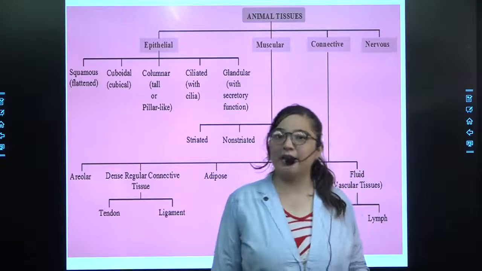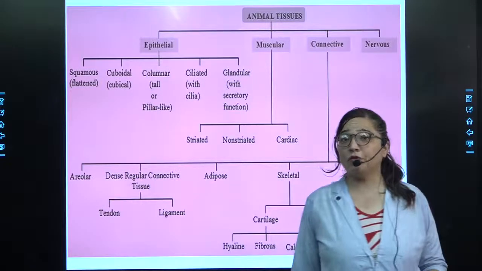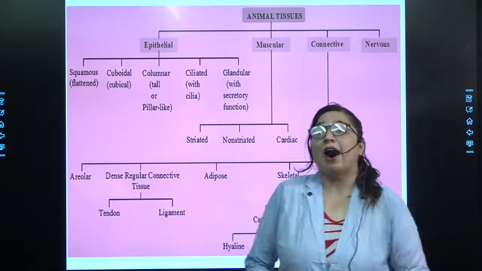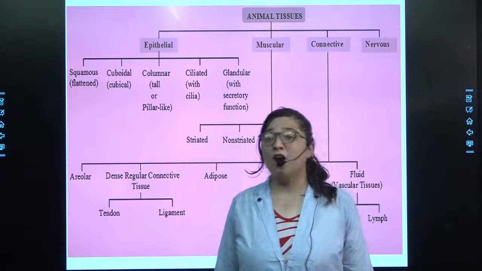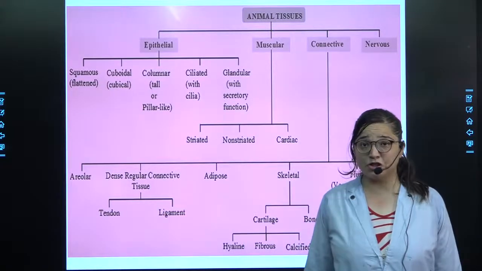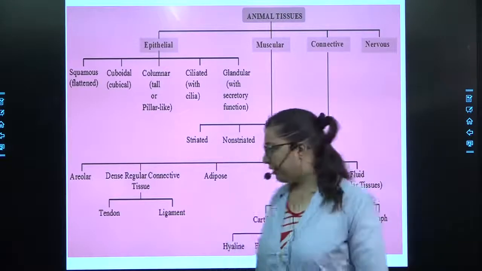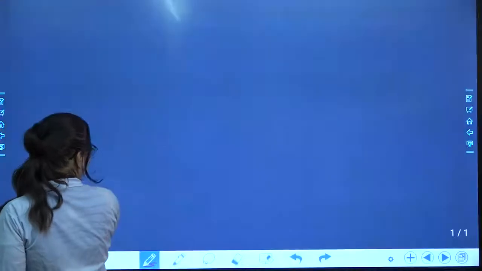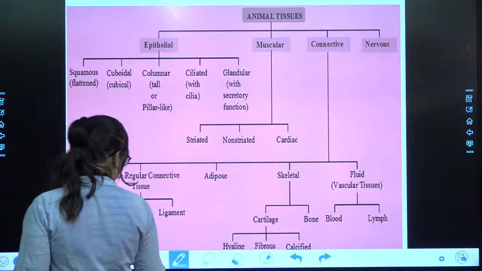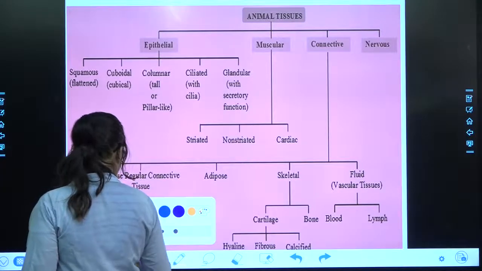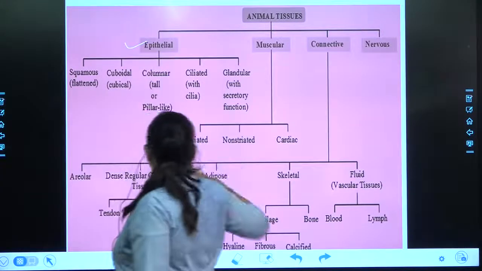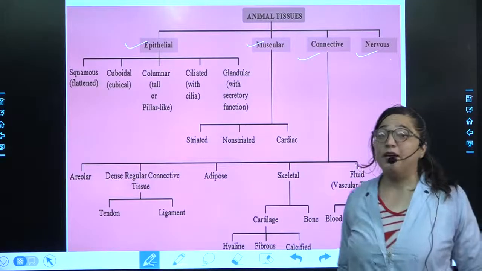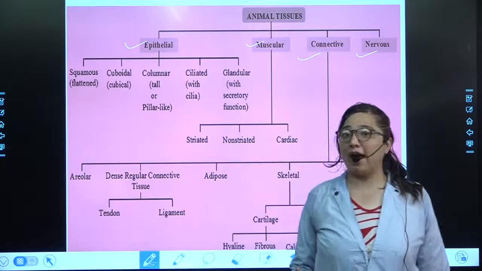You already know that animal tissue is of how many types? Basic 4 types. Which are those 4 types of animal tissues? As shown over here, they are epithelial tissue, muscular tissue, connective tissue and nervous tissue. The basic 4 types of animal tissues.